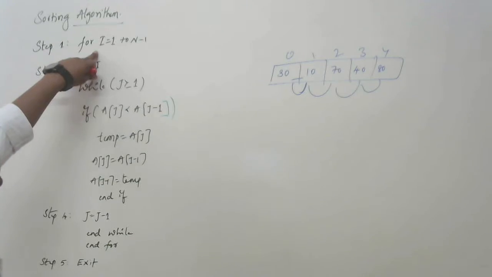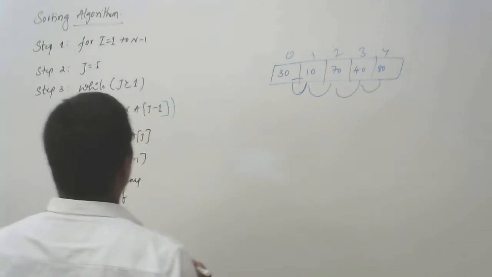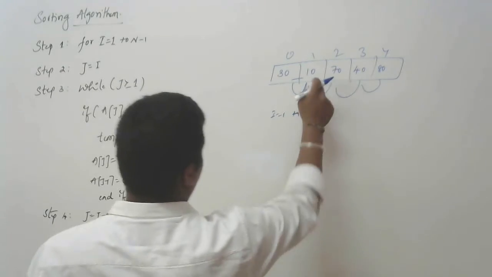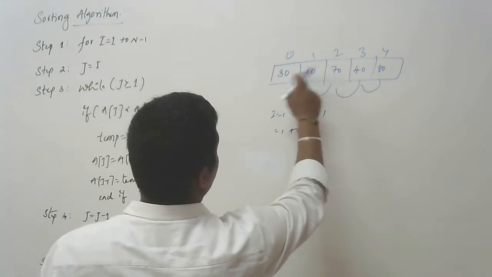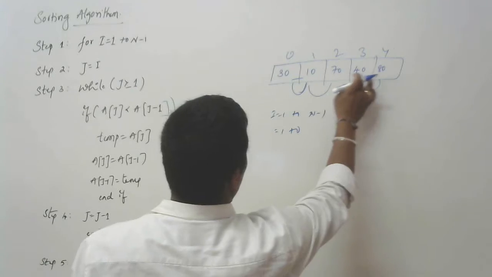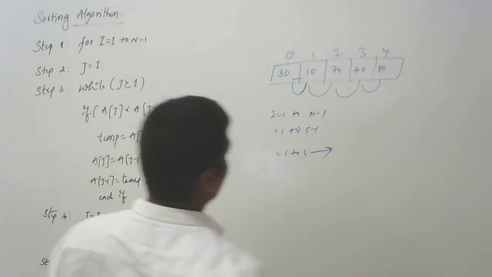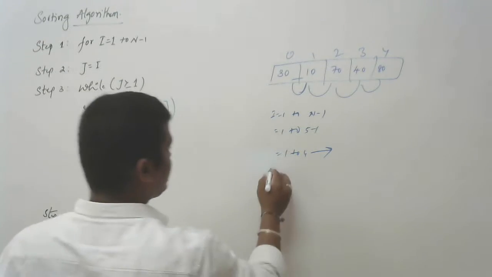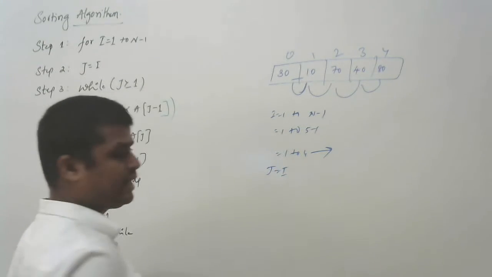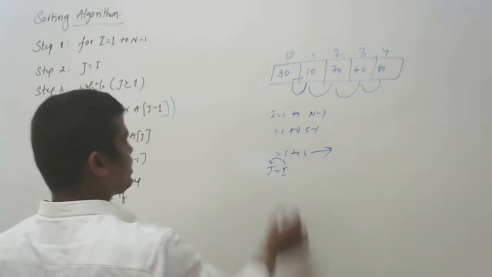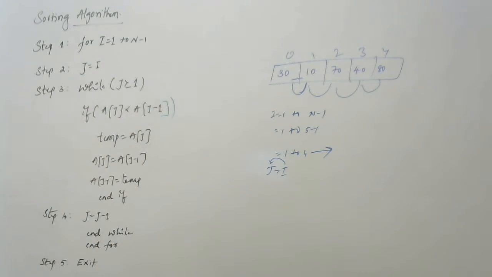So the first step indicates i equal to 1 to n minus 1. When you consider this, n means the number of elements present: 1, 2, 3, 4, 5. So 5 minus 1, so 1 to 4. You are going from 1 to 4 and j equals to i you have specified. So whatever the value is with i, that will by default come to the j also.